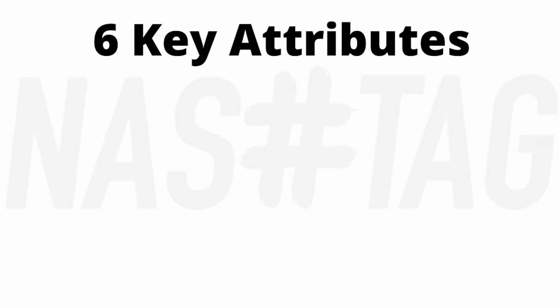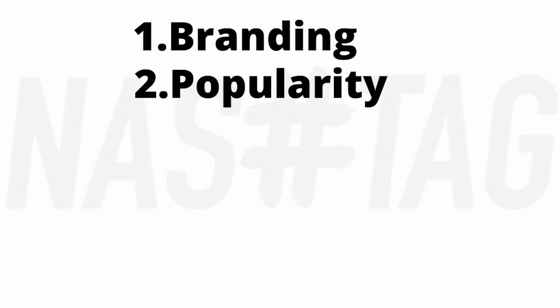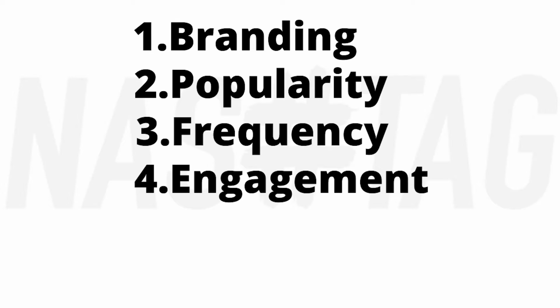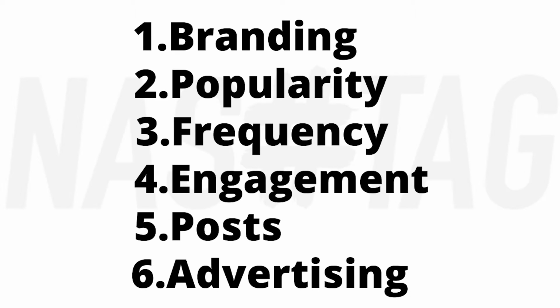Let's get started. A social media audit is used to evaluate your social media performance. You can think of it as kind of like a benchmark of where you should be for each different platform because they're all going to be used a little differently. The social media audit available on the Nashtag Creative website is going to cover 6 major attributes: branding, popularity, frequency, engagement, posts, and advertising. Now let's dive a little deeper into each of those 6 attributes.